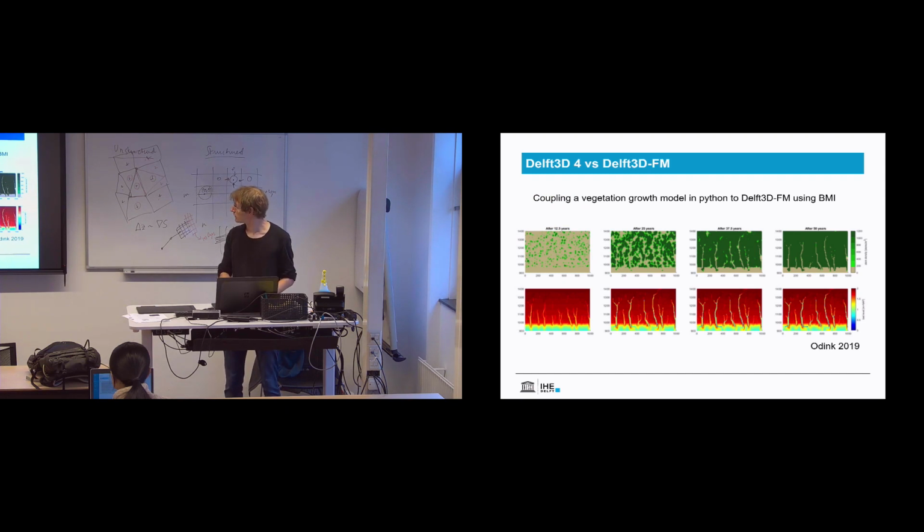So one example of that is the MSc work of Oding at the University of Twente. This is based on a BMI Python model that was developed at Delft3D, that also is being used here by Mick and his PhD students, among others.